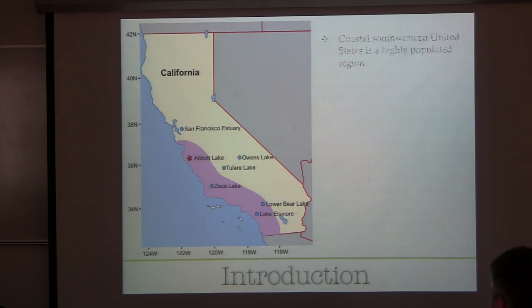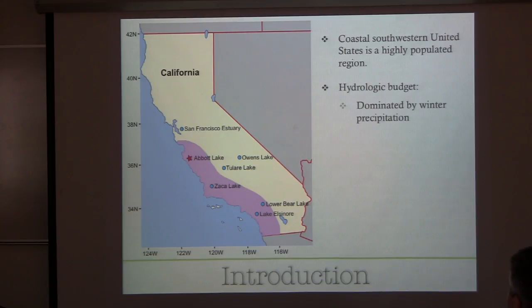Now, a little bit of background. The coastal southwestern United States, shown by the purple region here, is a highly populated region, and it's dominated by winter precipitation. And because we have this high population growth rate and a unimodal hydroclimate, this region is and will continue to be freshwater poor. Therefore, we want to understand past hydrologic variability to better assess future water resource limitations.